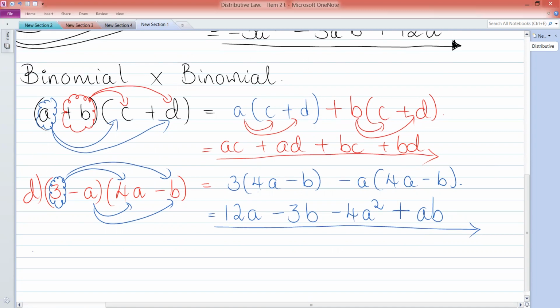Let's do another one. So 40 plus Z into 2A minus Y. Let's see. Right, so any volunteers, talk me through it. What should I do here?